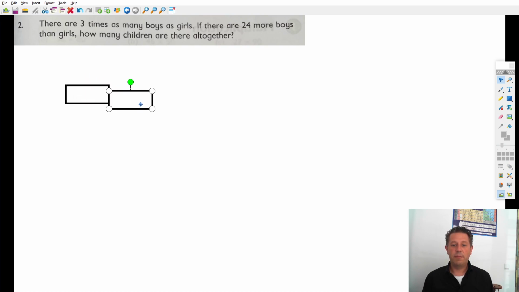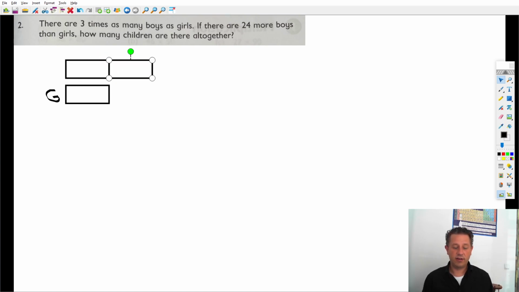This time, we're going to make a bar that represents the girls first because the boys are the ones that are multiplied out. So this down here could be our bar for the girls. If I can do a neater G. There we go. And then for the boys, we are looking at something 3 times as big.